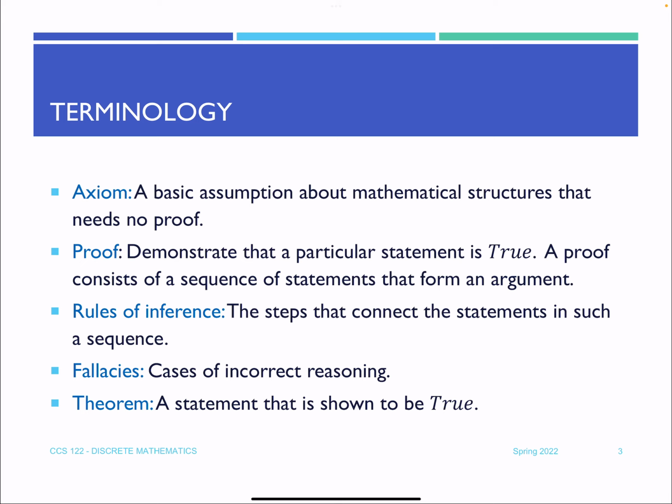Before we move on, some basic terminology. An axiom is a basic assumption about mathematical structures that needs no proof. Another word for it is something that is common sense, that can be called an axiom, something that needs no proof. A proof demonstrates that a certain statement is true, and a proof consists of a sequence of statements, and we'll see a lot of that in the first half of this chapter. We'll see a sequence of statements that together form an argument. And those statements are usually based on rules of inference, which we already covered in good detail in chapter 1.